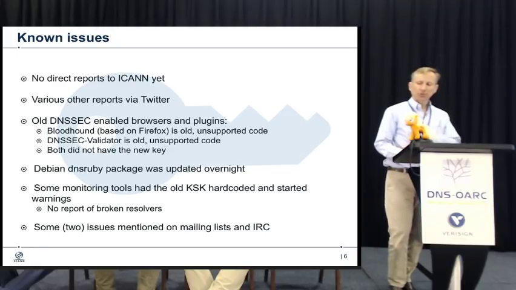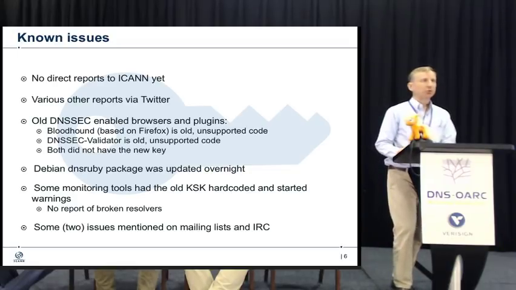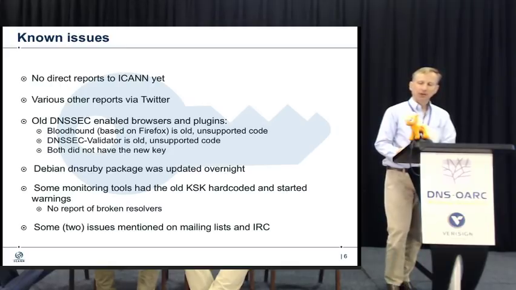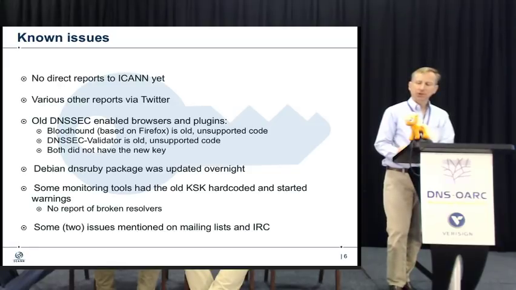There's been some old software, the Bloodhound version of Firefox. We knew it was old code that had the old trust anchor burned in, so that didn't work. DNSSec validator from CZNIC is also old, no longer supported code that had the old trust anchor configured. So both of those were known to be issues. The Debian DNS Ruby package, the maintainer had updated the trust anchor back in July, but Debian hadn't actually repackaged it until last night. So now that's been updated.